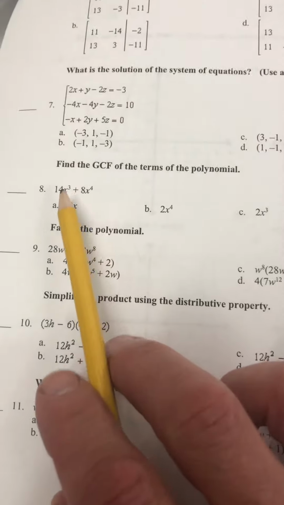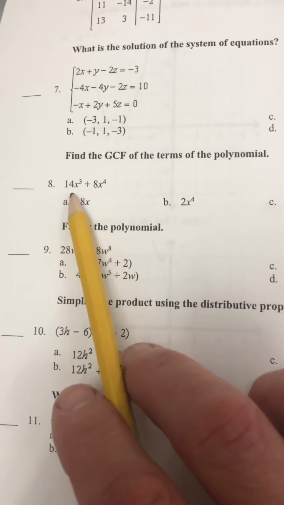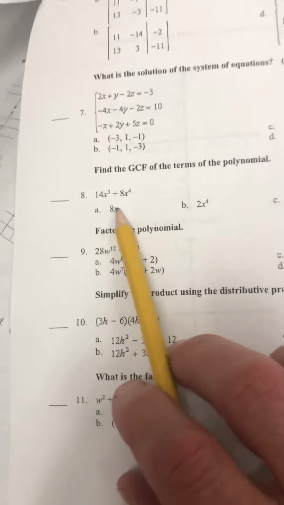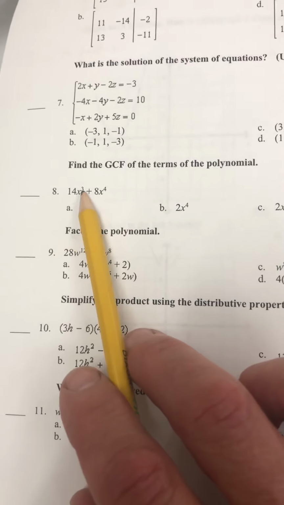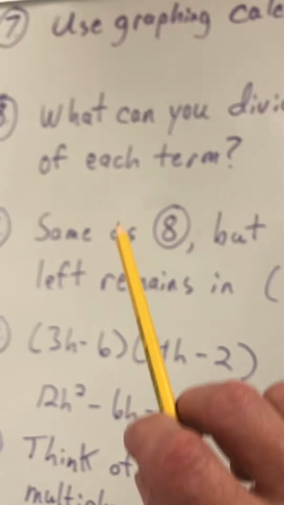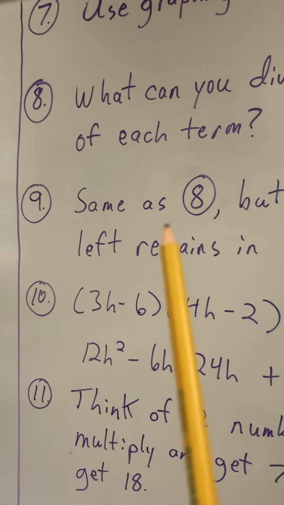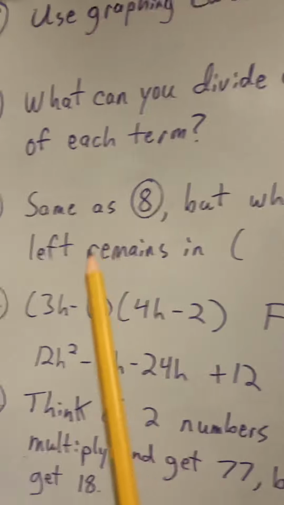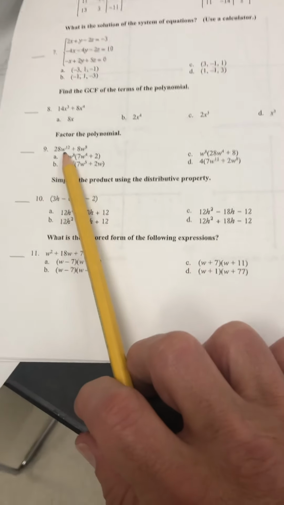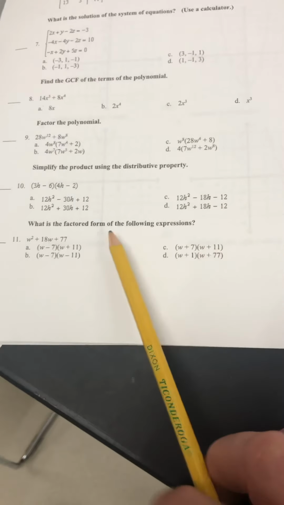So for number 8, I have the greatest common factor. What can you divide out of the problem, out of 14x to the third and 8x to the fourth? So in other words, what can you divide out of each term? Number 9, you're going to do the same thing. It's the same as 8, but what is left remains in the parentheses. So you're going to figure out what you can divide out of 28 and 8, and then what's left is going to be in the parentheses.